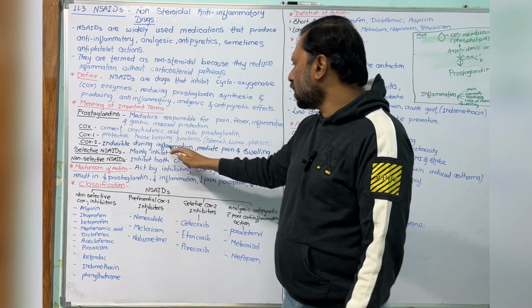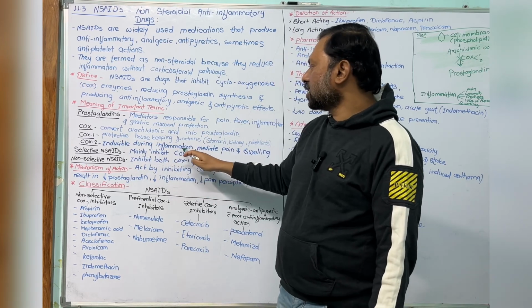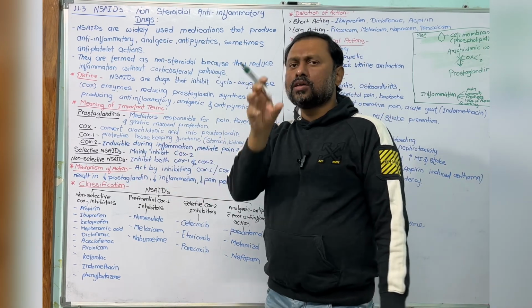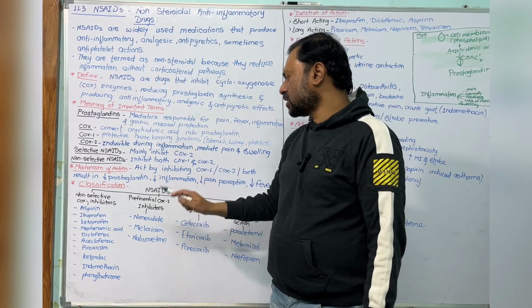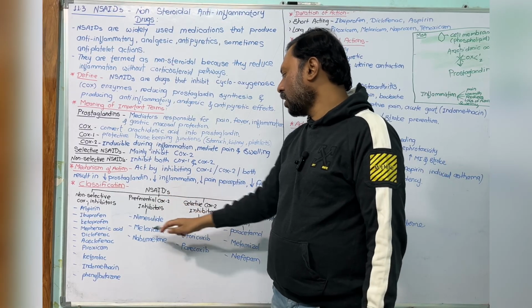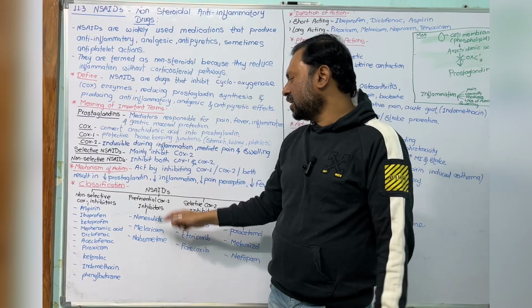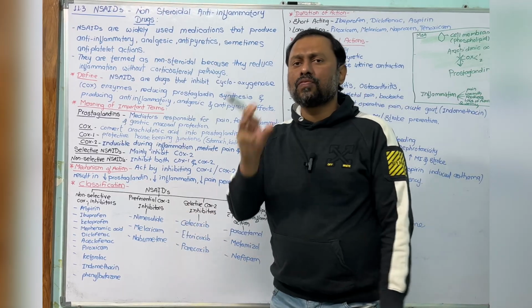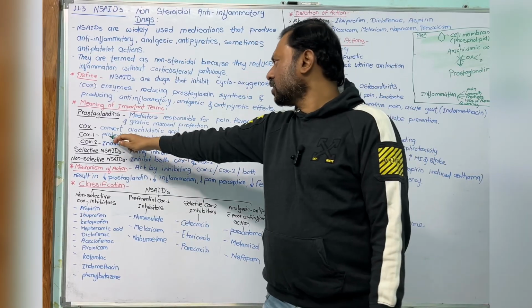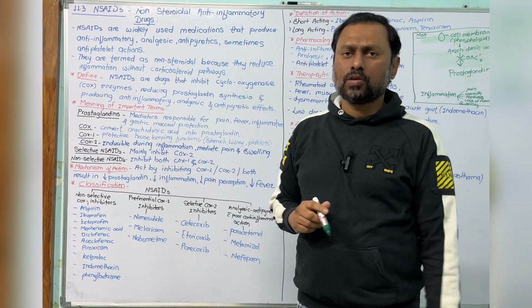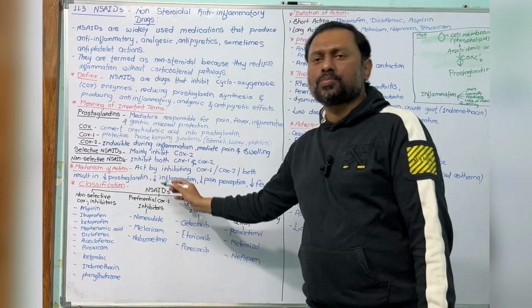Just now I told you the main reason for the inflammation is COX-2. The preferential drugs mainly inhibit COX-2. Those drugs are nimesulide and meloxicam. Like that, this group of drugs preferably inhibits COX-2. Very rarely COX-1 is also inhibited by this group of drugs.